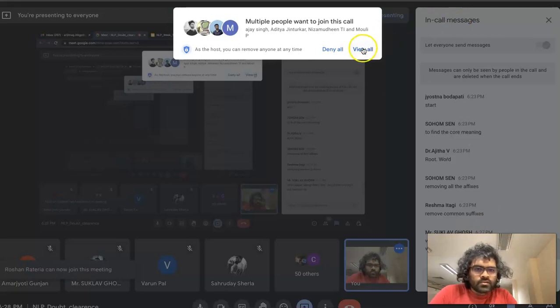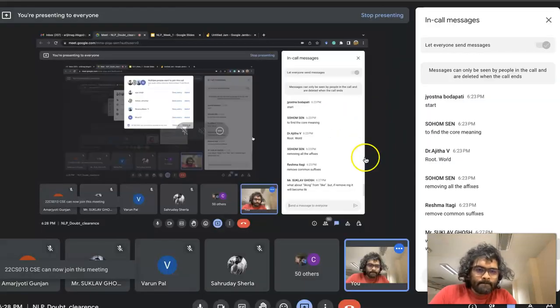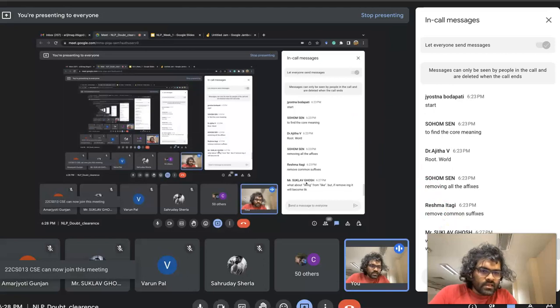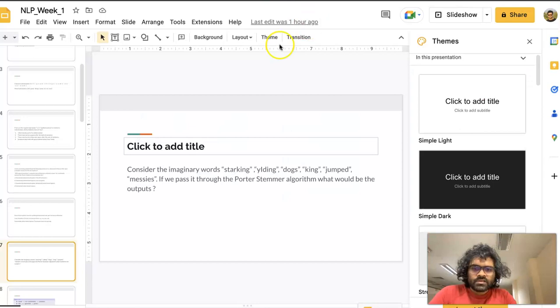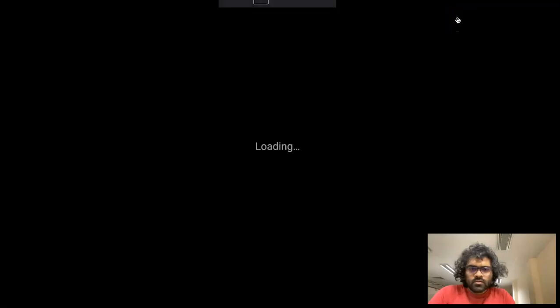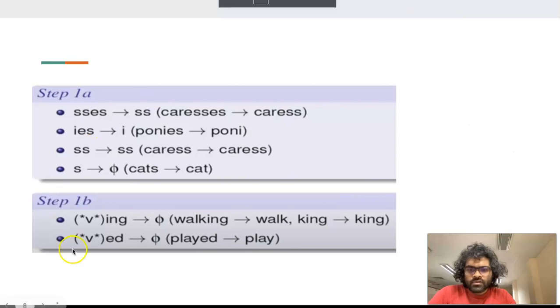Okay, so someone is asking if what about liking from like, but if we remove like ing, it becomes like. Okay, so I am not going through the grammar. I am just telling you. If just hold on. if we follow this thing, if we follow this thing, then this will happen.